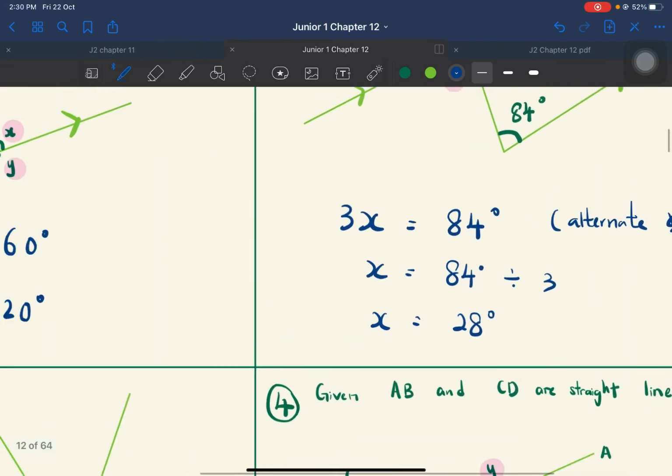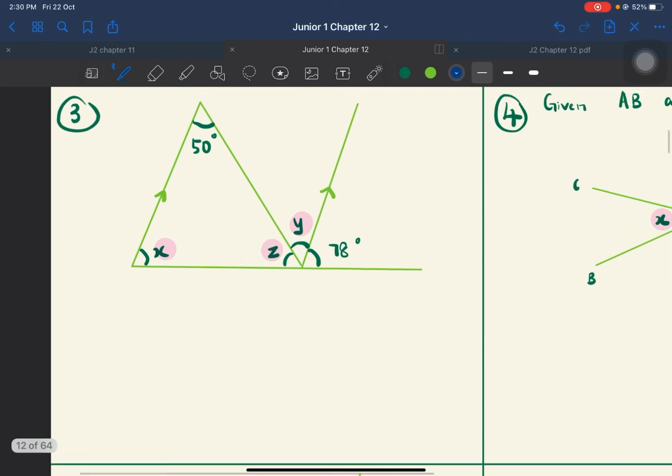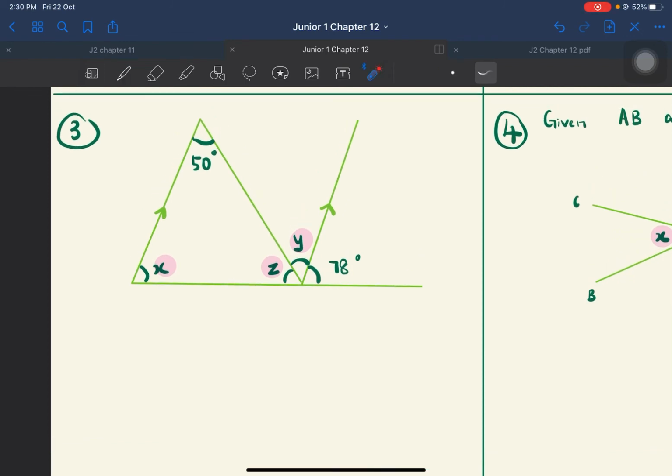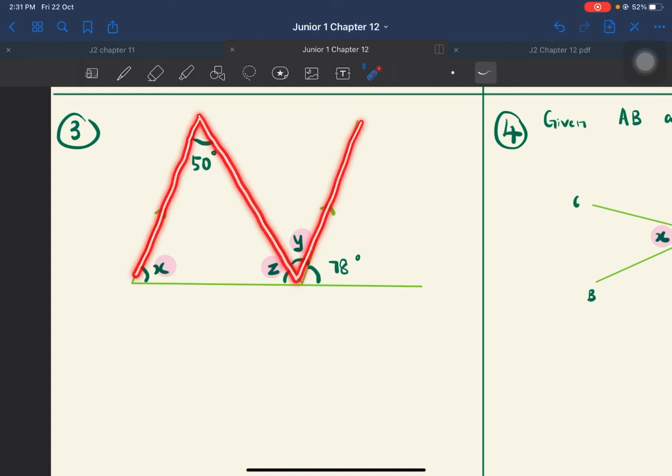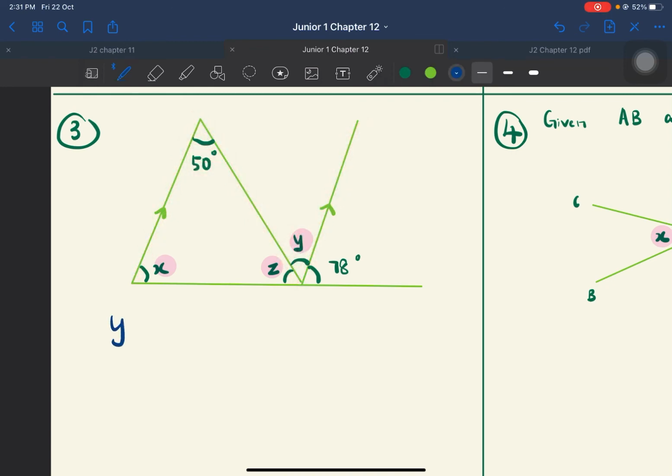Okay. Next question. We have to identify x, y, z. First of all, let's see which one we can identify first. You have parallel lines, you have a transversal, 50 and y, which means that your y is equal to 50 degrees. Y equals 50 degrees by identifying alternate angle.